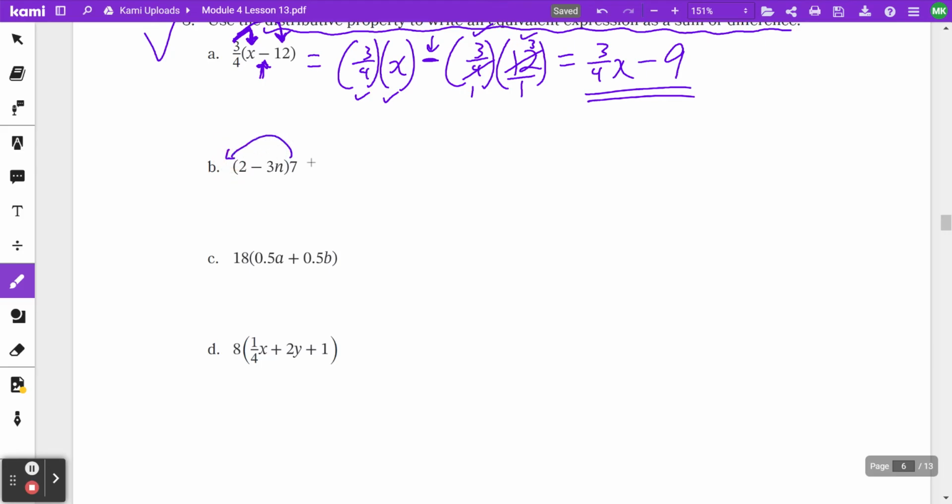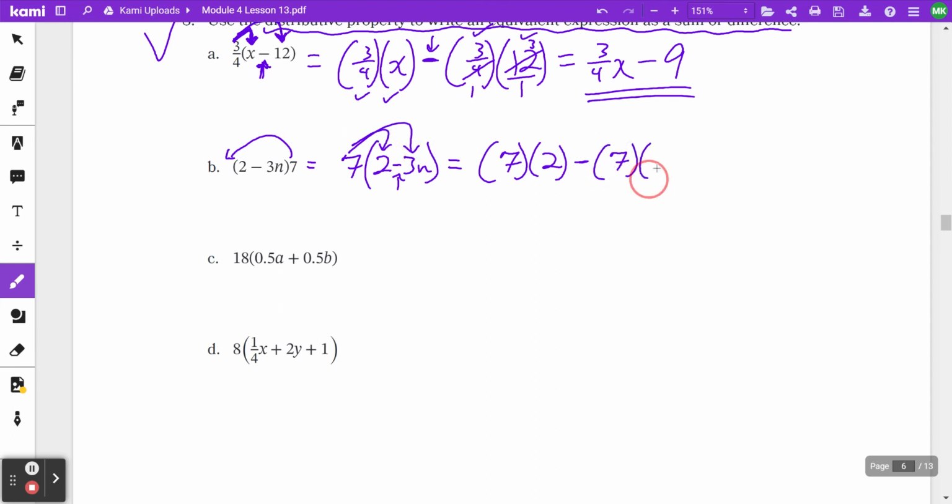I like the 7 being on the other side there, so I'm just going to toss him over there. Okay, now I can distribute that 7 to the 2, which means it's 7 times 2. There's a minus again, so I'm going to put a big old minus. Now I'm going to distribute the 7 to the 3n, which means it's 7 times 3n. And now I can do my little multiplication, so that becomes a 14 minus, there's my minus right there, and then 21n, because this becomes a 7 times a 3 times an n, so that gives you your 21n.